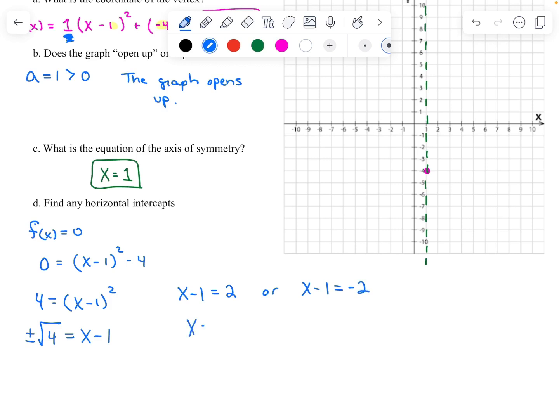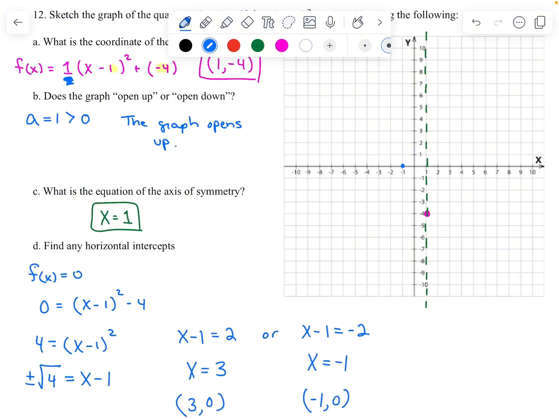Solving the equation on the left will yield x is equal to 3. So one horizontal intercept is (3, 0). Solving the equation on the right will yield x is equal to negative 1. So the second horizontal intercept is (-1, 0). Now I'm going to place points at (-1, 0) and (3, 0).